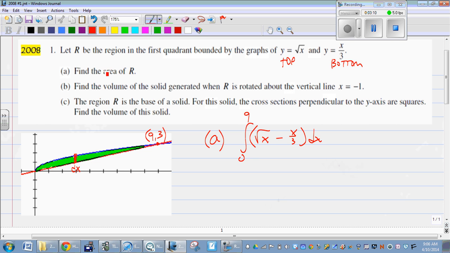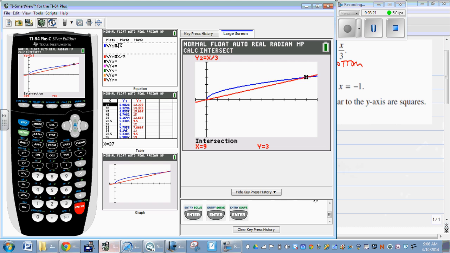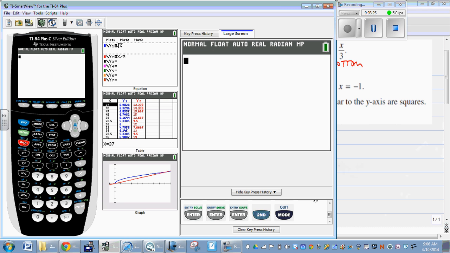And this one actually wants us to find the area, so we're going to put that in our calculator. Sometimes it might just say set up the integral, and that might be on a free response with no calculator. But here it's asking us to find the whole thing. So I'm going to clear out of the graph. We're going to do math 9. We're going from 0 to 9, and we've got square root of x minus x divided by 3. And we're doing this in terms of x.